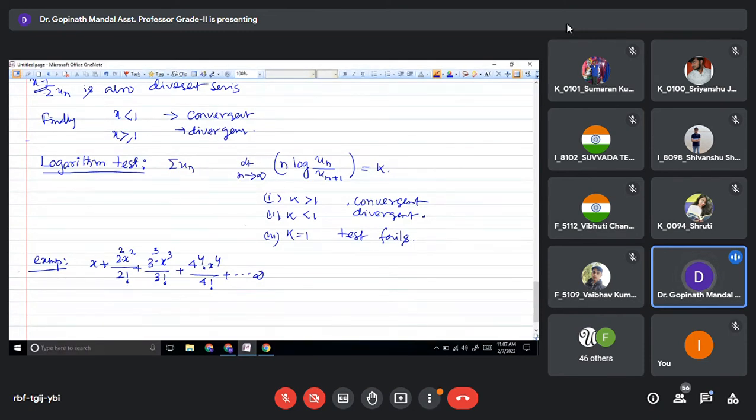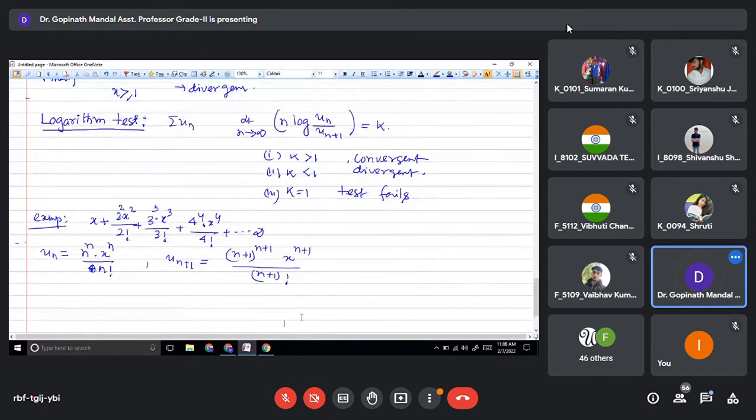So first we calculate un/un+1. So what is un? un is equal to nⁿ xⁿ / n!, and un+1 is equal to (n+1)ⁿ⁺¹ xⁿ⁺¹ / (n+1)!. Now we calculate un/un+1, which is nⁿ xⁿ / n! times (n+1)! / ((n+1)ⁿ⁺¹ xⁿ⁺¹).